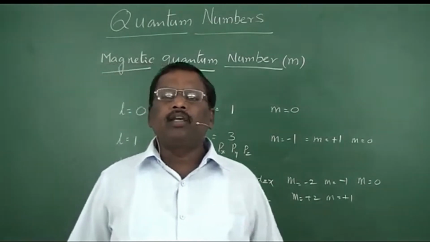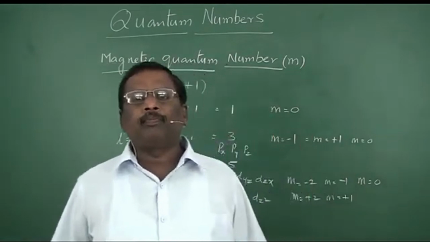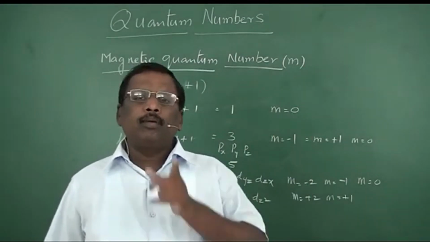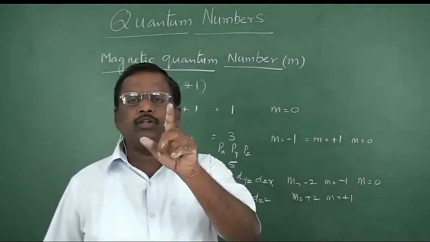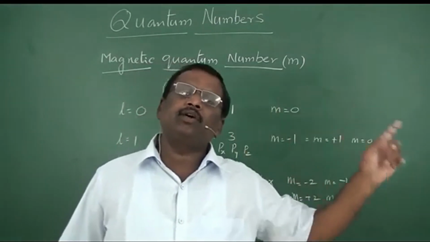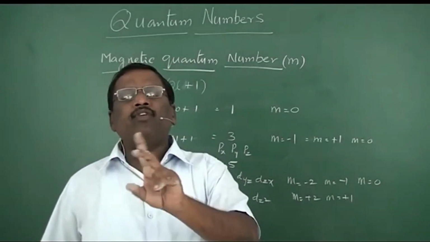This quantum number is denoted with small m. The small m values are from minus L to plus L, including 0. That means if L is equal to 0, m will have only one value, that is m is equal to 0. If L is equal to 1, m will have 3 values.